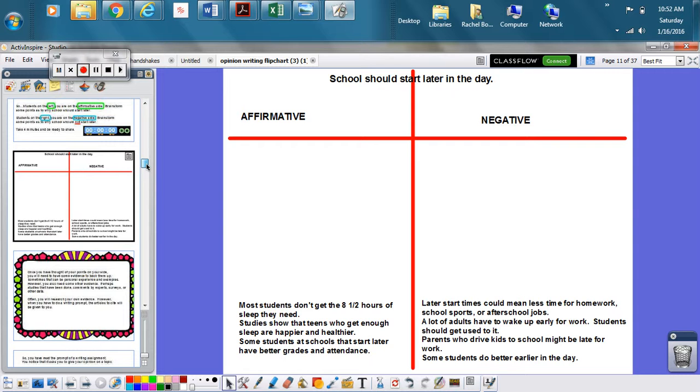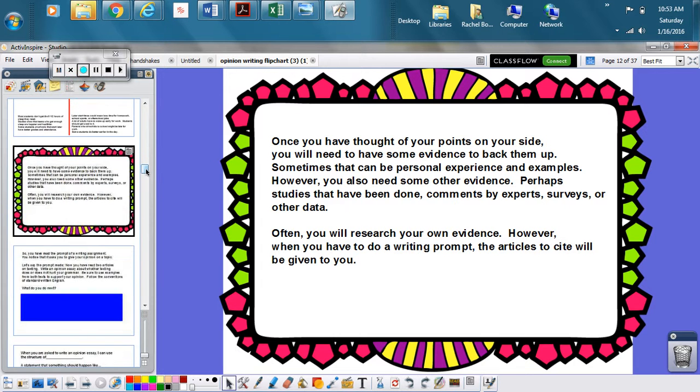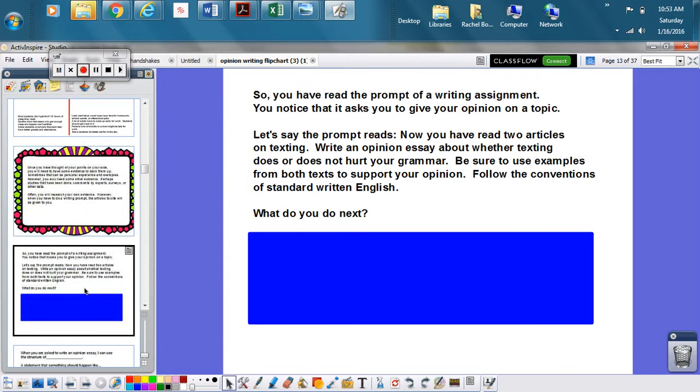So the next thing that we looked at, understanding that people can have agreements and disagreements or view a subject two different ways. We talked about finding evidence. And when we are writing an essay for the state, then we will be given the articles to get our information from. But at other times that we might write to give our opinion, we might be researching some of that text evidence for ourselves.